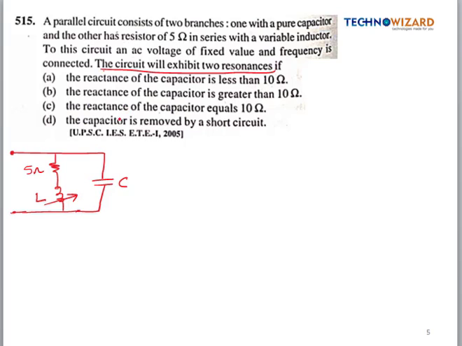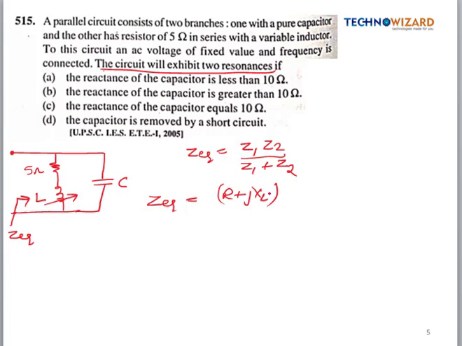So let's first calculate the Z equivalent. Suppose the impedance of this branch is Z1 and the impedance of this branch is Z2, and they are both connected in parallel. So the Z equivalent is given by Z1 Z2 divided by Z1 plus Z2. Z1 is R plus j XL, multiplied by Z2, the capacitive branch, which can be written as minus j XC, divided by R plus j XL minus j XC. So let's simplify this.